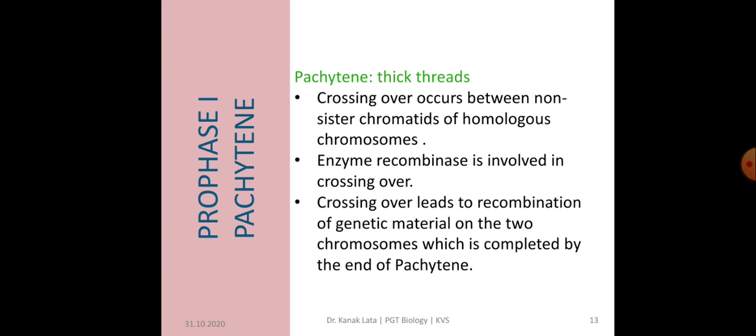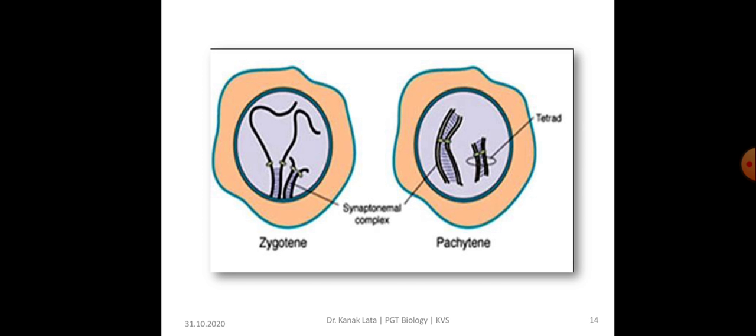After crossing over, there is recombination of genetic material at the end of pachytene. So, here there is mutual exchange of the corresponding segments of non-sister chromatids of homologous chromosomes. It takes place by breakage and reunion of chromatid segments. Here in this figure, you may observe the pachytene stage of prophase 1.